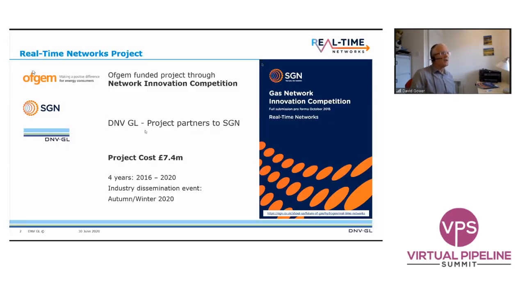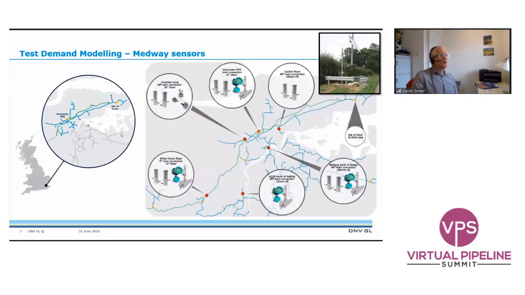The Real-Time Networks project began some four years ago now. It is an Ofgem sponsored project under the Network Innovation Competition in the UK, and it has lasted, as I say, over the last 4 years. It's just about drawn to a conclusion. Later on in the year, there's going to be some form of dissemination event that will explain a lot about what the research has uncovered. Of course, with the current situation, it's a little uncertain as to how that's going to be held at this moment in time.